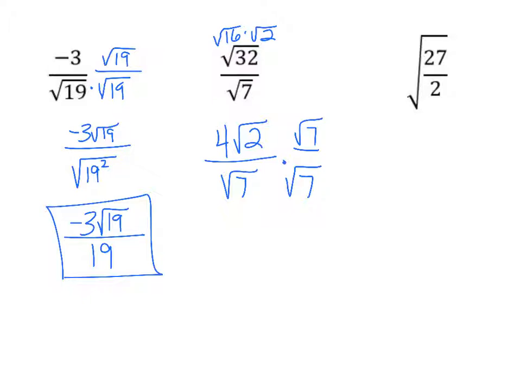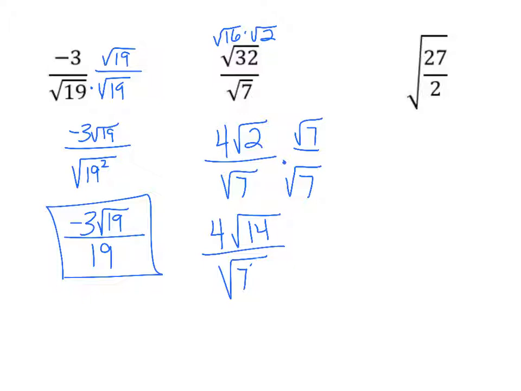You can only multiply like things, so the 4 is just going to sit there, but the root 2 and the root 7, they do get to multiply because they're both underneath the radical. So that's going to end up a square root of 14. In my denominator, I have the square root of 7 squared, which is just going to cancel, and I'm probably not going to even bother writing that anymore.